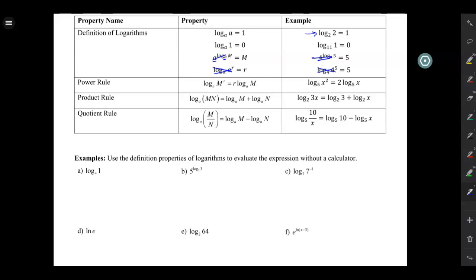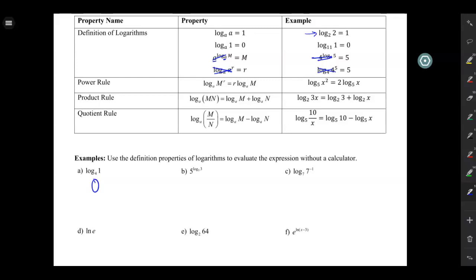So with these properties, the ones we just talked about, they're going to allow us to evaluate logarithms. When we say evaluate, it means that we're going to be able to rewrite this logarithm as just a number. It's probably going to be a whole number, and it's probably going to be positive, or it could be negative as well. But we're going to evaluate them. So log base 4 of 1, that's our property that says whenever the argument is 1, that is equal to 0.